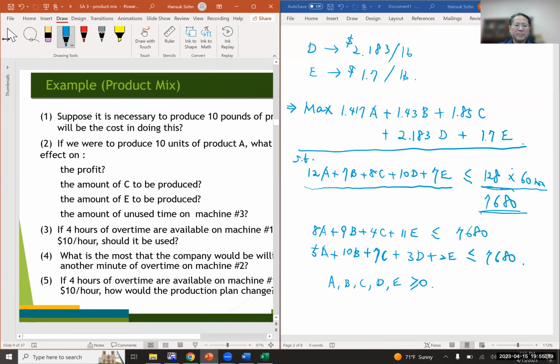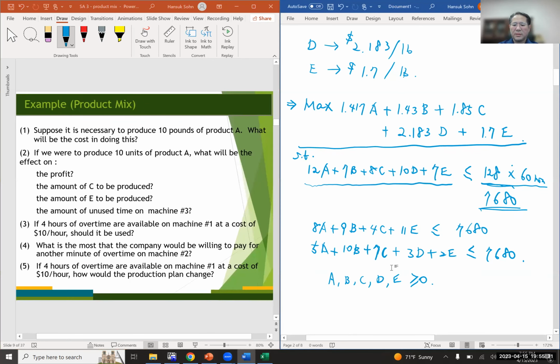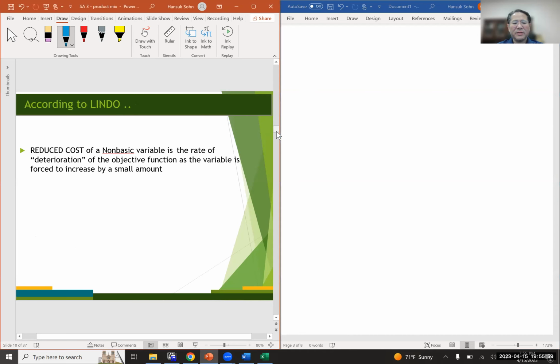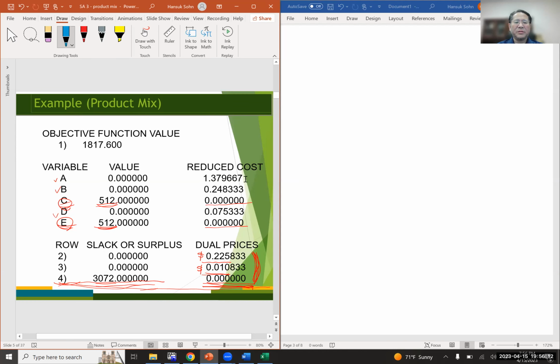Let's again probably use half screen like this. What information do we need to use to answer this question? The reduced cost. So let me go back to that screen. That's what we discussed, right? If we go to the optimal solution here, that's the reduced cost provided by Lindo or Lingo.